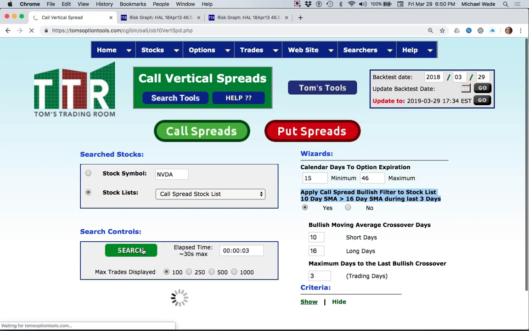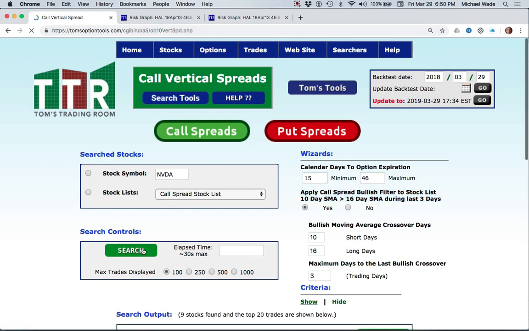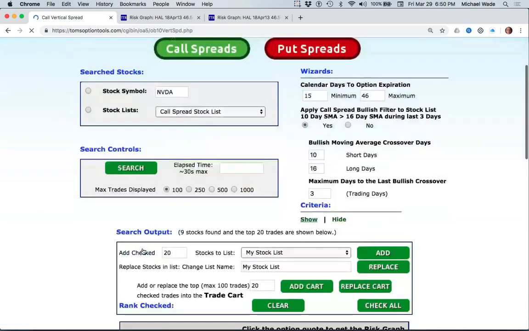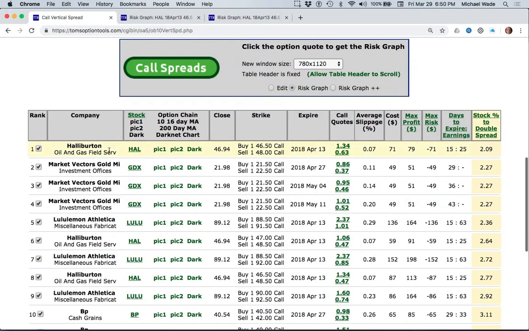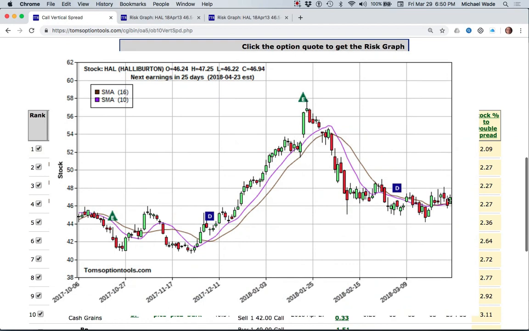Doesn't take very long. We get through this list. I think there's around 300 stocks or so in the list. And then when it comes back, you see a very interesting list of different companies and stocks and charts. You can see the 10-16 day moving average cross. If I pull that up, you can see there that it's tough to see, but there is a 10-16 bullish cross.